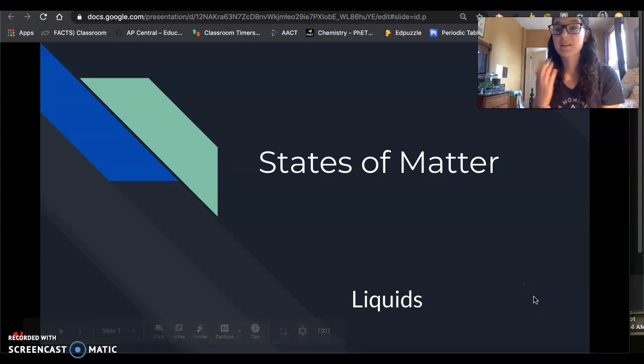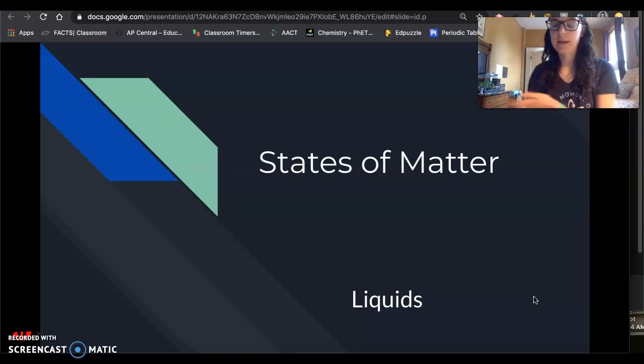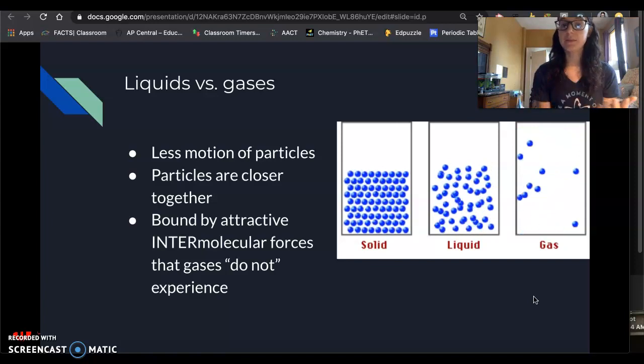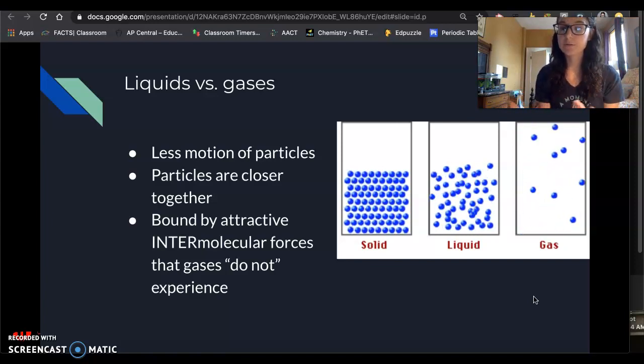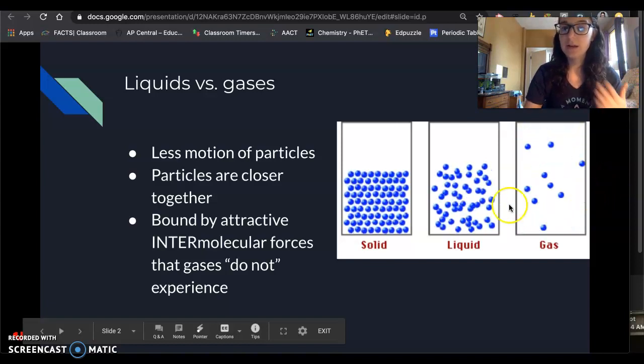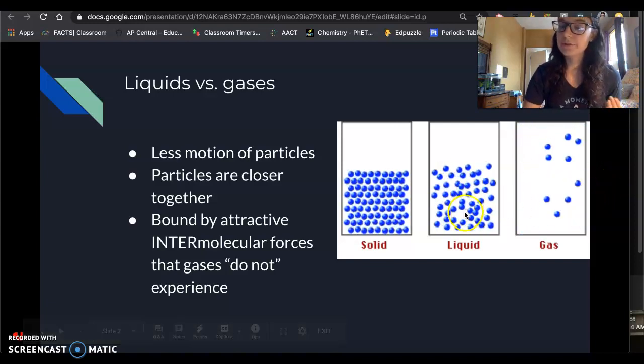Next, we're going to be talking a little bit about liquids, but even when we're talking about the liquid state of matter, we're going to be talking about properties that relate to gas and the conversion between liquid and gas. So compared to gases, liquids have less motion of particles, as you can see by this little video here, and the particles are also closer together.